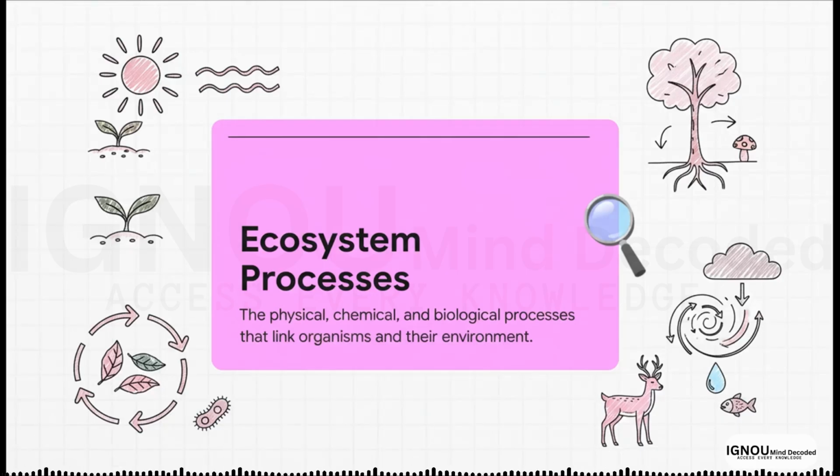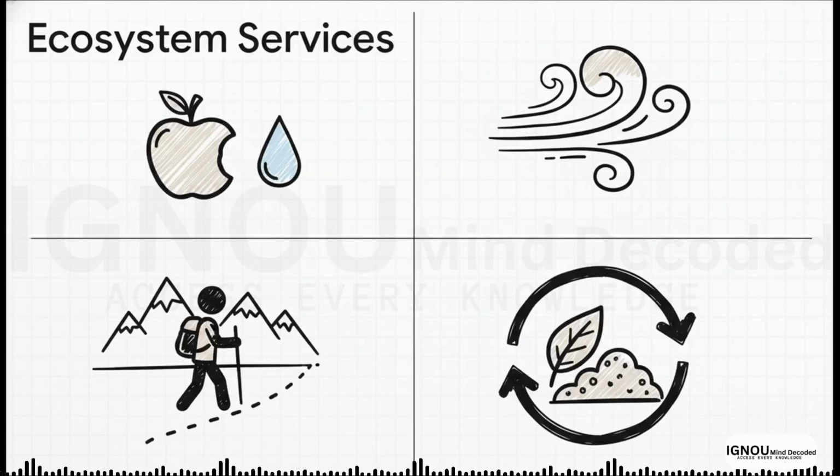So let's stick with that engine idea. You can think of these ecosystem processes as the engine of our planet. They're all the crucial jobs happening behind the scenes, things like nutrient cycling and the flow of energy. These processes are what keep everything in balance, from the smallest little microbe in the soil all the way up to the giant rainforests. Now, because these processes are running smoothly, we get something amazing called ecosystem services. And honestly, you can just think of these as the free gifts we get from nature.